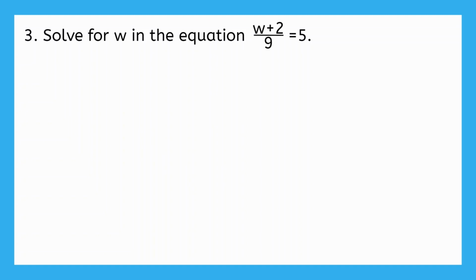Hey everyone, it's Jenna. Let's jump into this third example problem. This says to solve for w in the equation w plus 2 over 9 equals 5. Hey, wait a second. Doesn't this look similar to the last problem you did? We have w, adding 2, and dividing by 9, but it also looks different. Let me put them next to each other so I can see what's going on here.